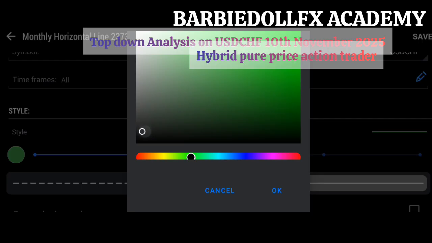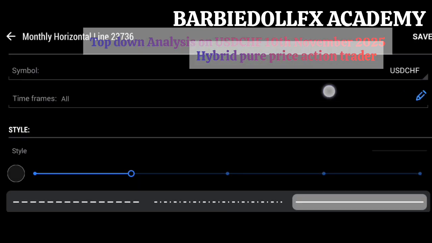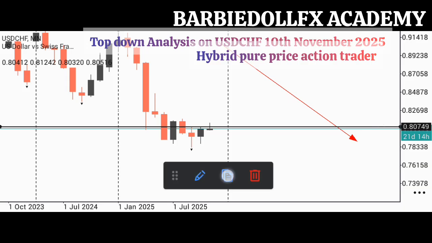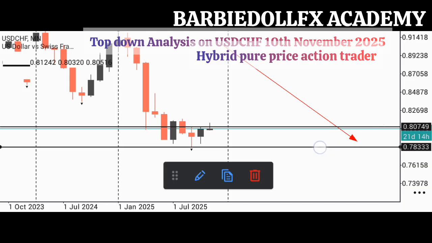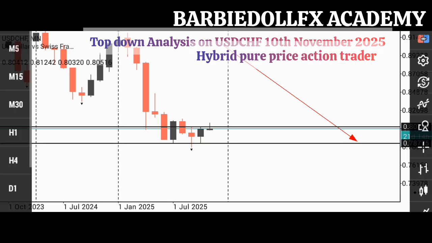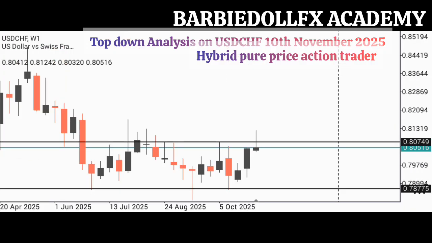When I include the week, I know that the week on the higher time frame says a lot about price, so I don't neglect it. I always mark it out. Then I'll mark the low of that same candle. This is the monthly time frame. I'll now go down to the weekly time frame.